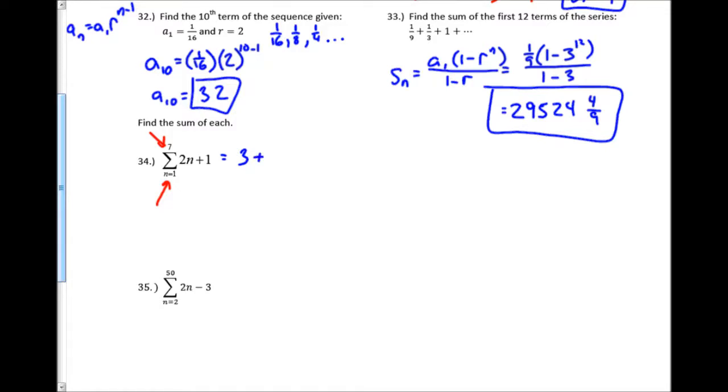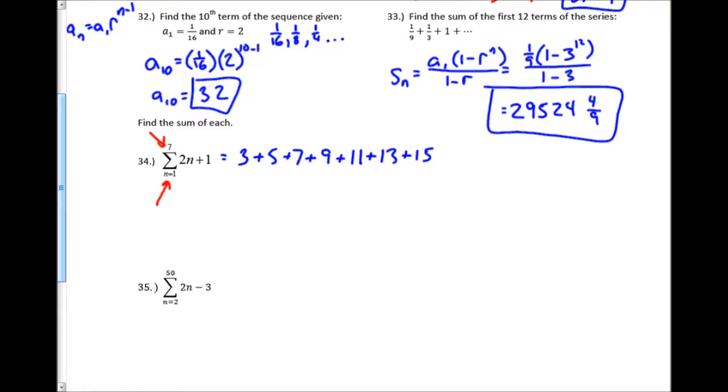And then I'm going to add the next term. I'm going to plug a 2 in. And when I do that, it gives me a 5. And then I'm going to plug a 3 in. And when I plug a 3 in, it gives me a 7. And then a 4 in. And then a 5. And then a 6. And then the last thing I do is plug in the 7. And that's where I stop, because that's the stopping value.